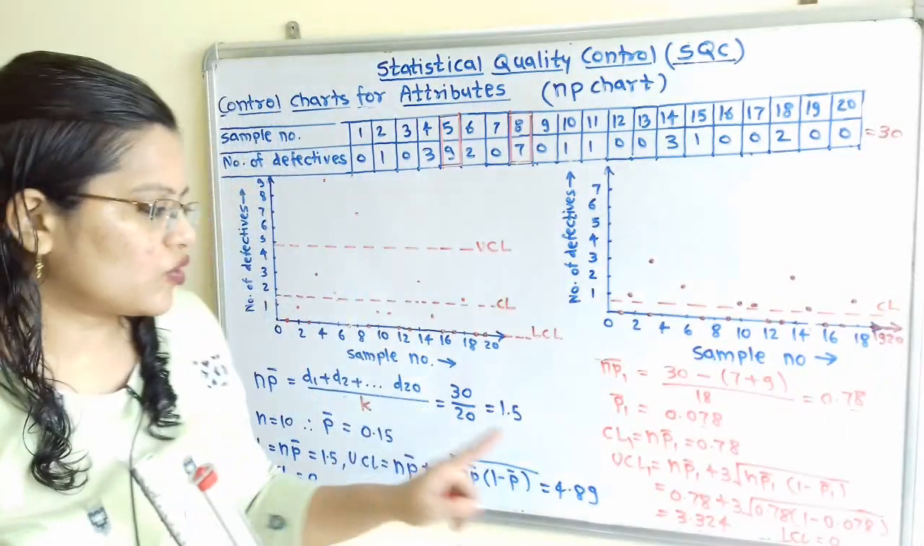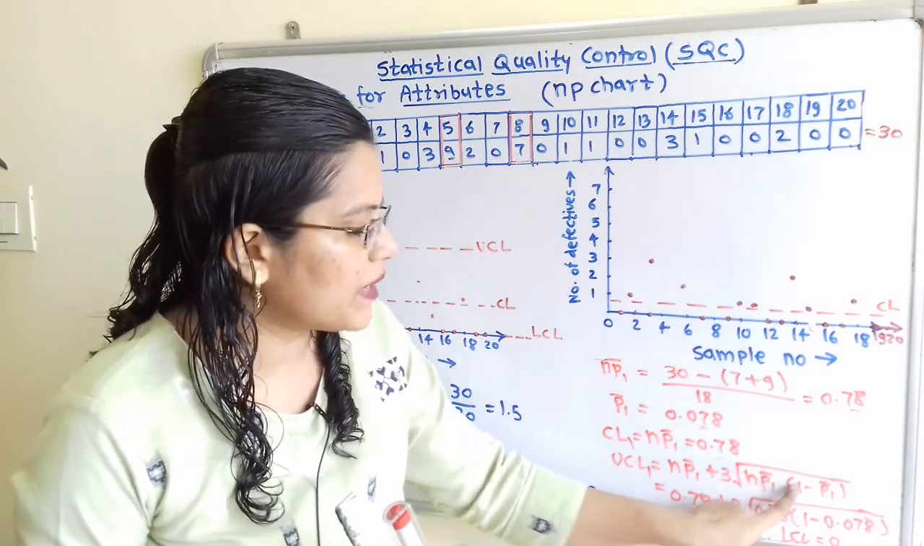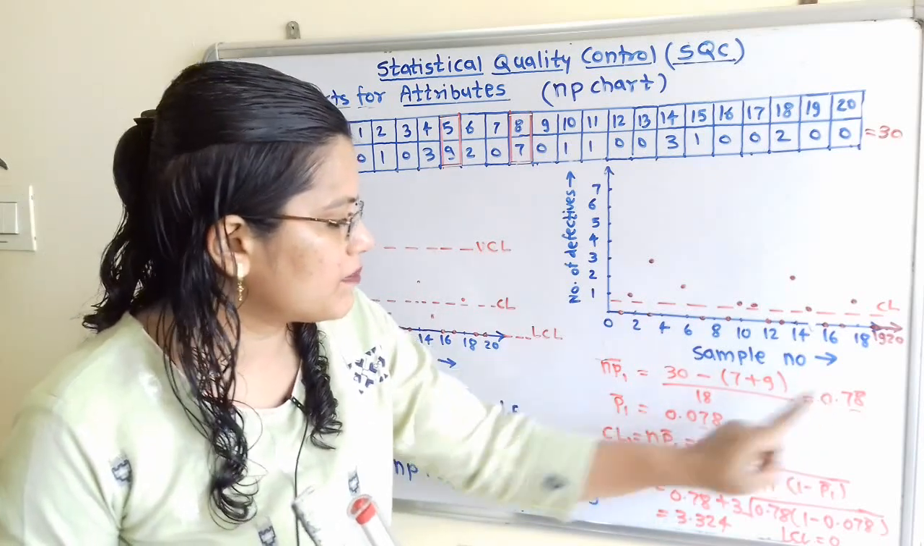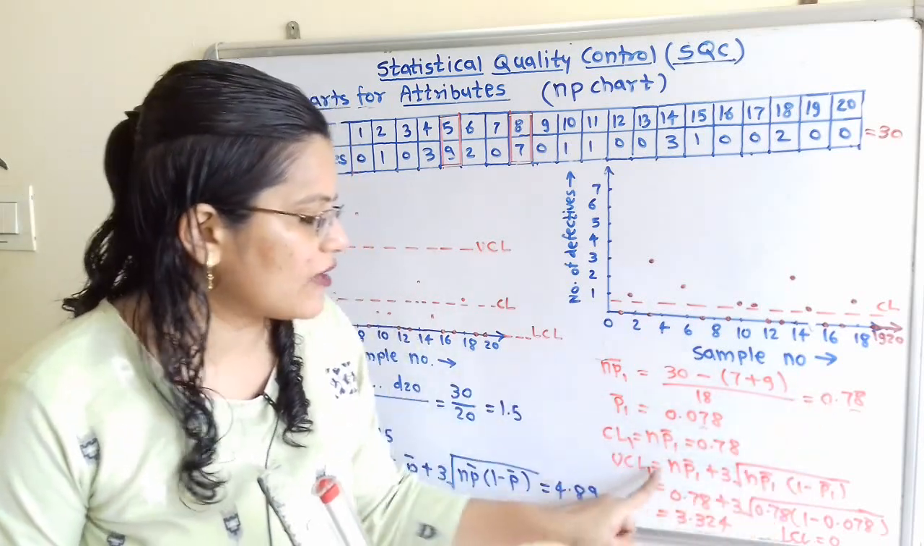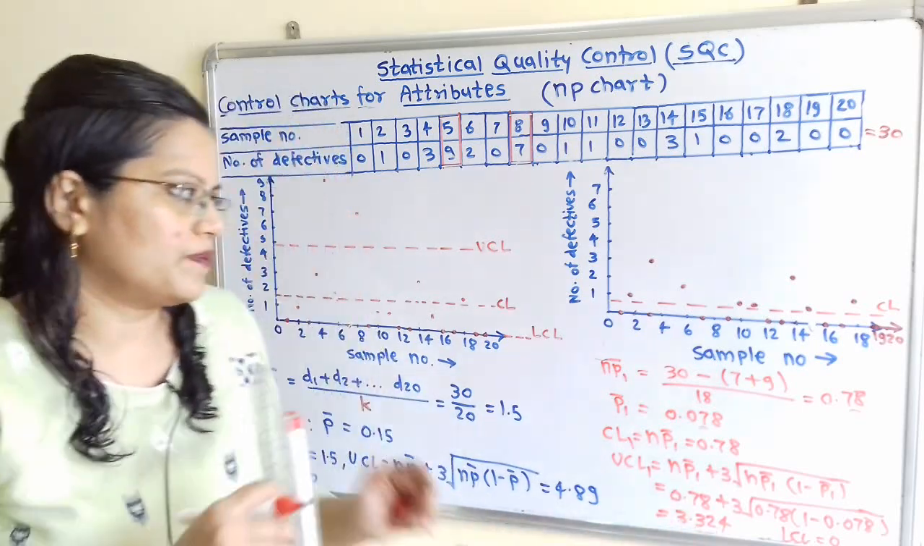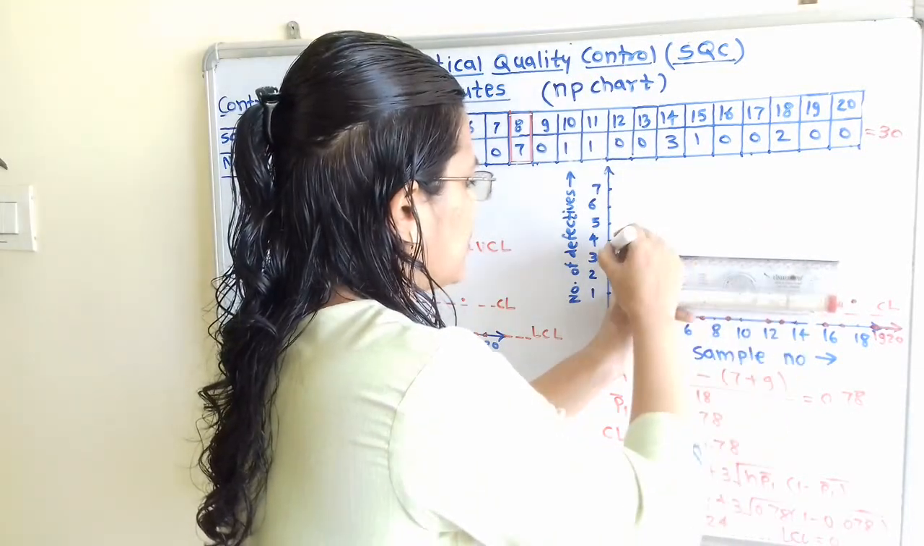Then the upper control limit, that is NP1 bar plus 3 under root of NP1 bar (1 minus P1 bar). So this P1 bar is known, NP1 bar is also known. So when we calculate this, we will get the answer 3.324. That is slightly above this 3. So I will mention it here.